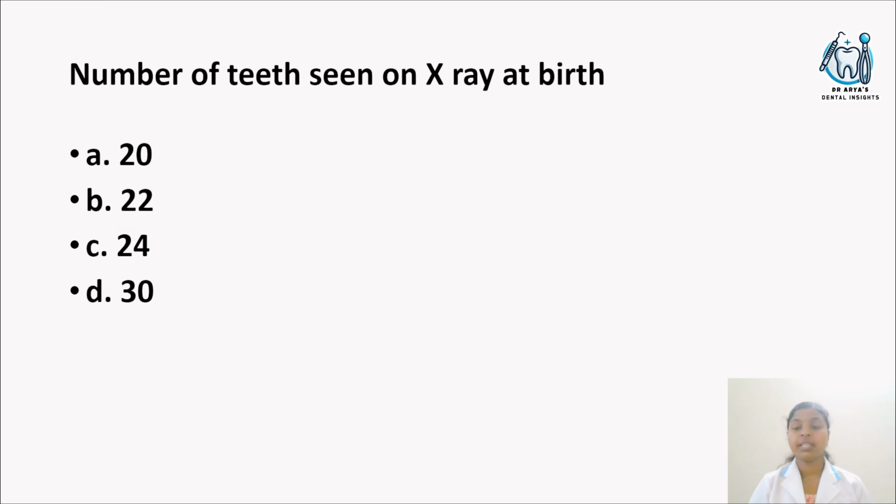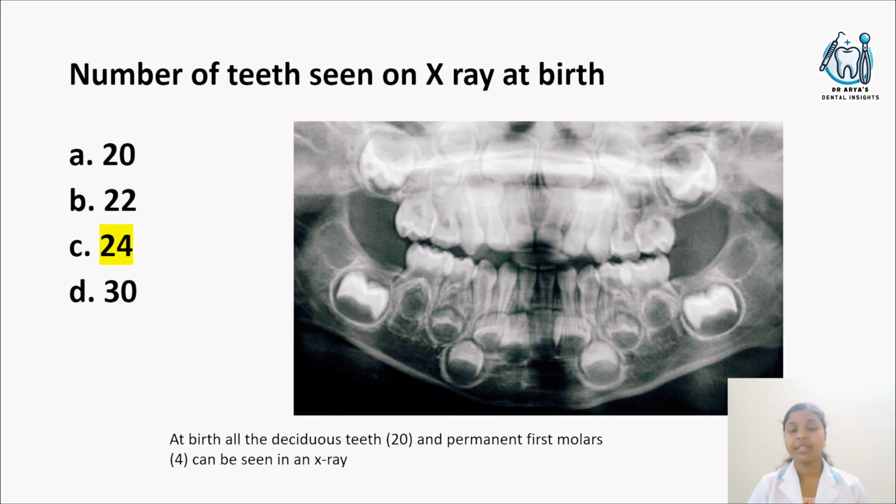Okay, so next question, number of teeth seen on X-ray at birth? 20, 22, 24 or 30? So at birth all the deciduous teeth are seen, that is 20, plus permanent first molars, 1, 2, 3, 4. So plus 4, that is 24 teeth seen on the X-ray at birth.